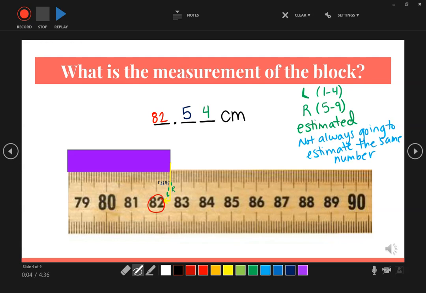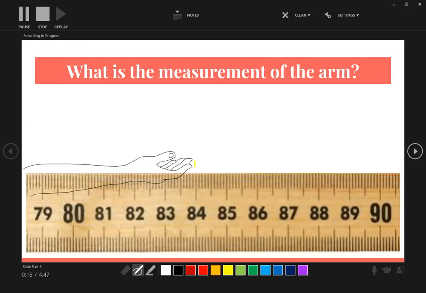Let's try another one. All right, so figure out where the edge of your object is. Draw a line straight down.